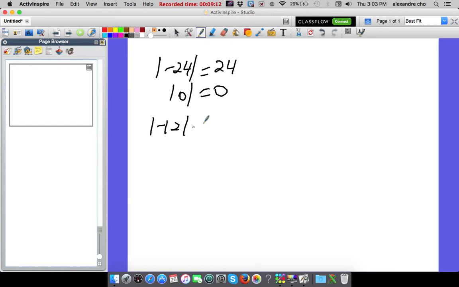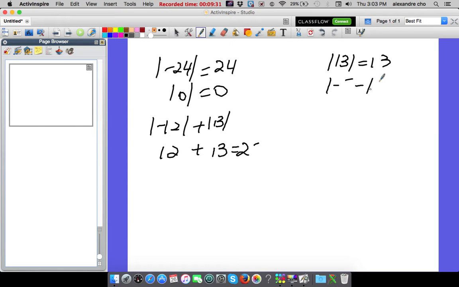Ooh, absolute value of negative 12 plus absolute value of 13. Well, you can't add them the way they are. So take the absolute value of negative 12, which is 12. Absolute value of 13 is 13. Now they're just pretty old-fashioned numbers, and that's 25.